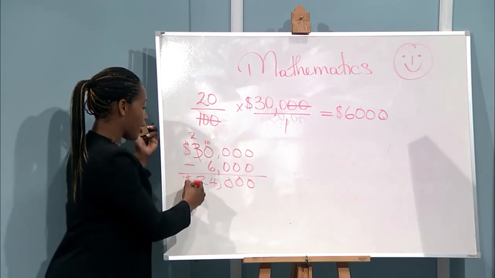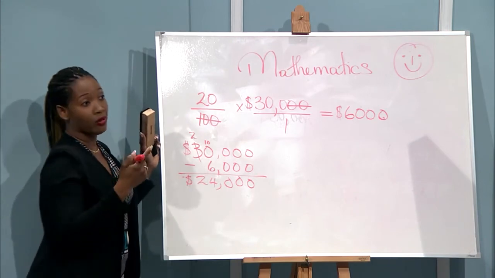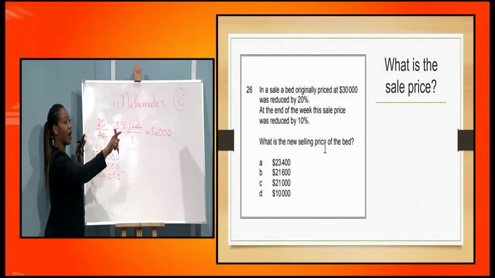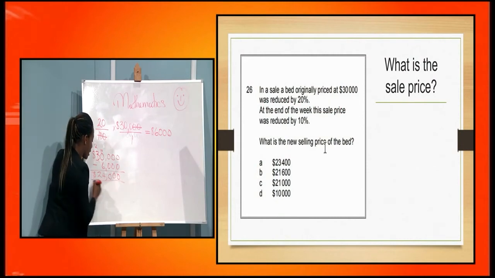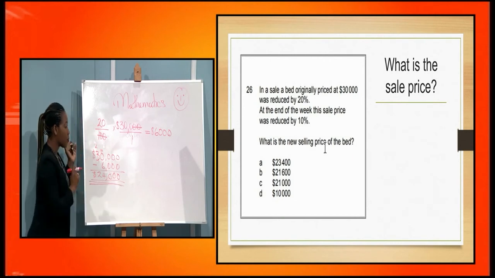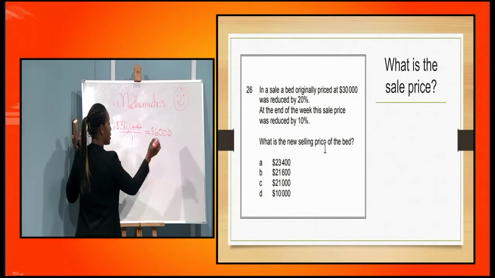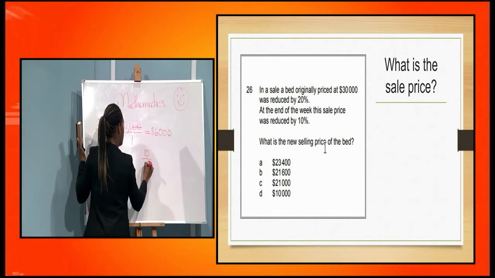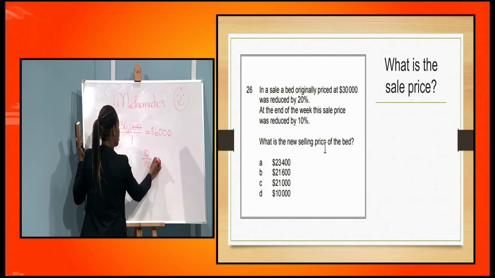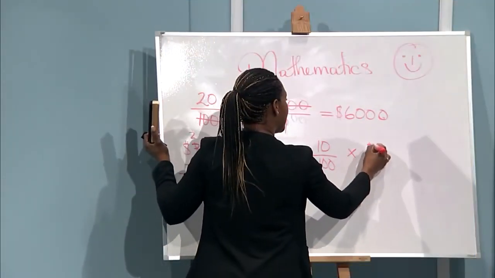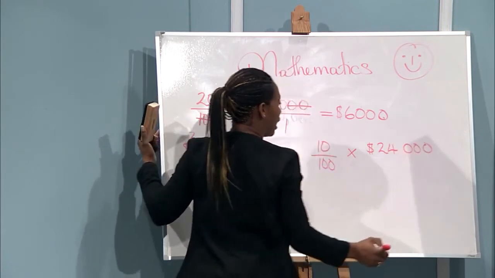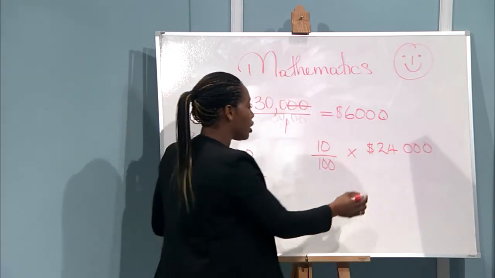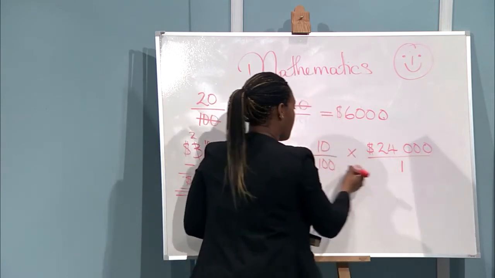But they didn't end there. So 24 is not even there, so we're good. At the end of the week, this sale price was reduced by 10%. So we're thinking about this here. This price was reduced by 10%. So we need now to find out what is 10% of $24,000, and you're pretty much doing the same thing.